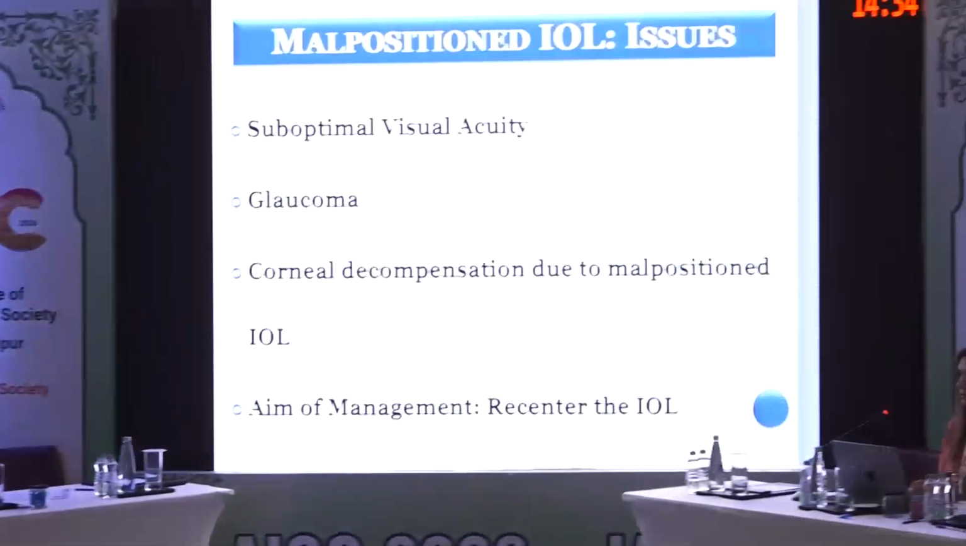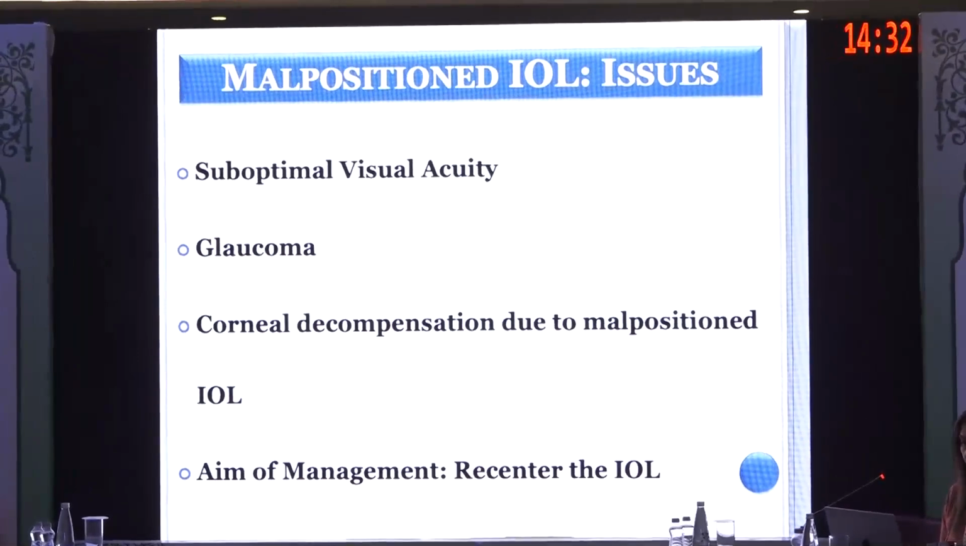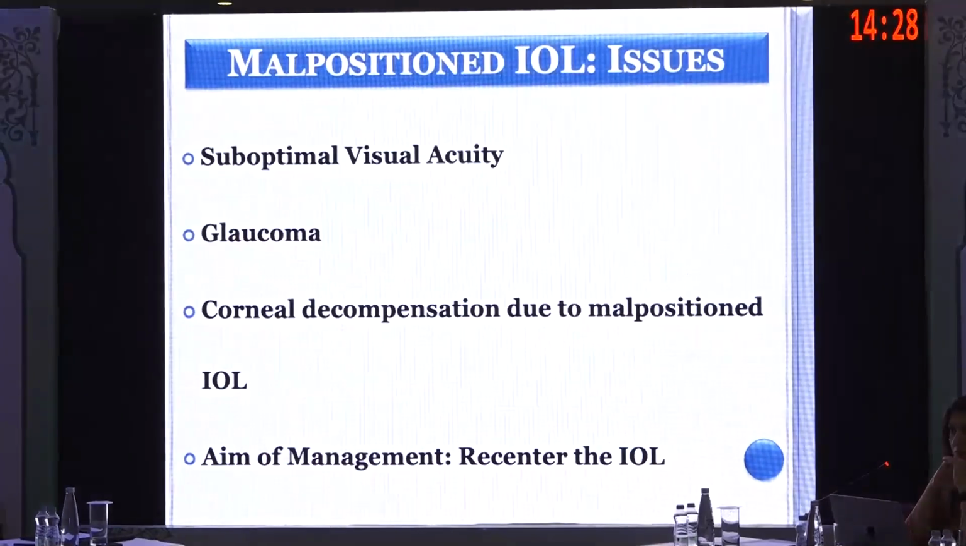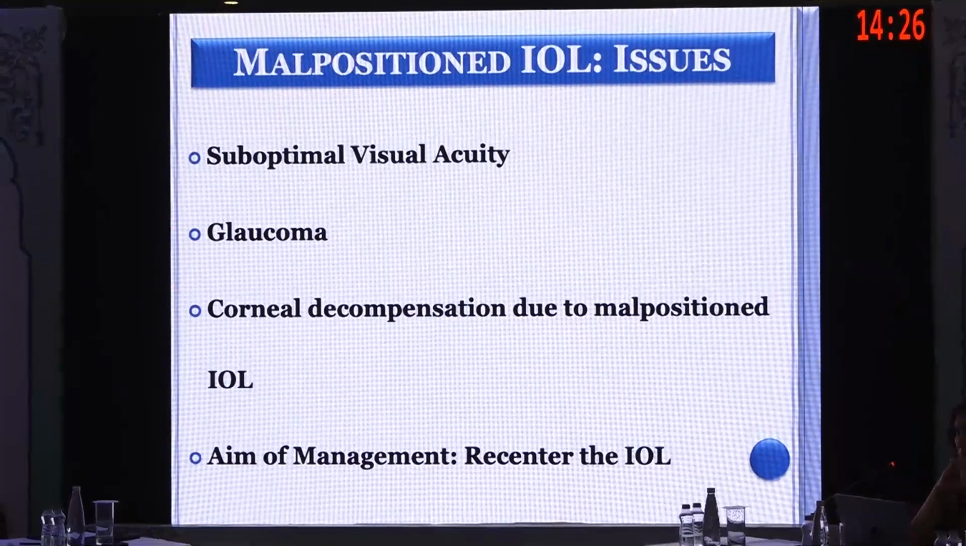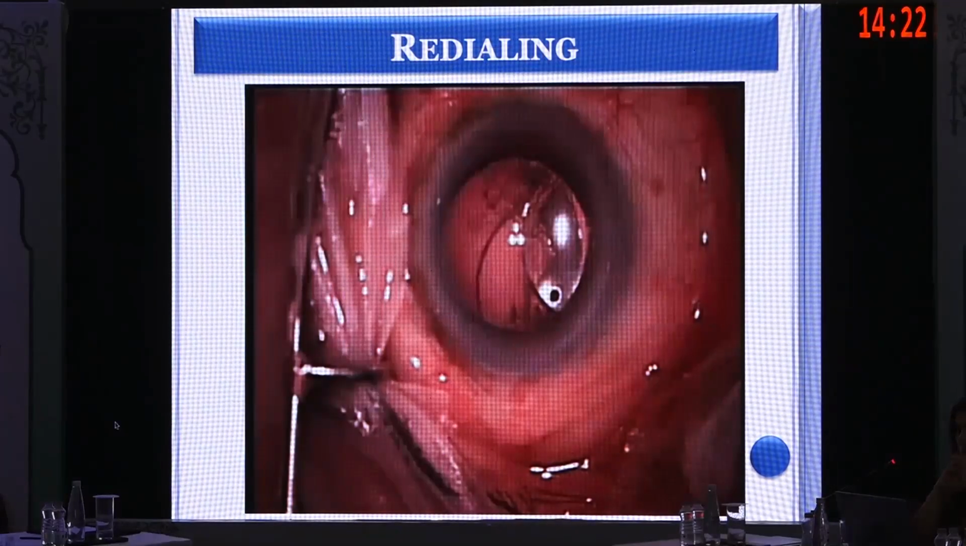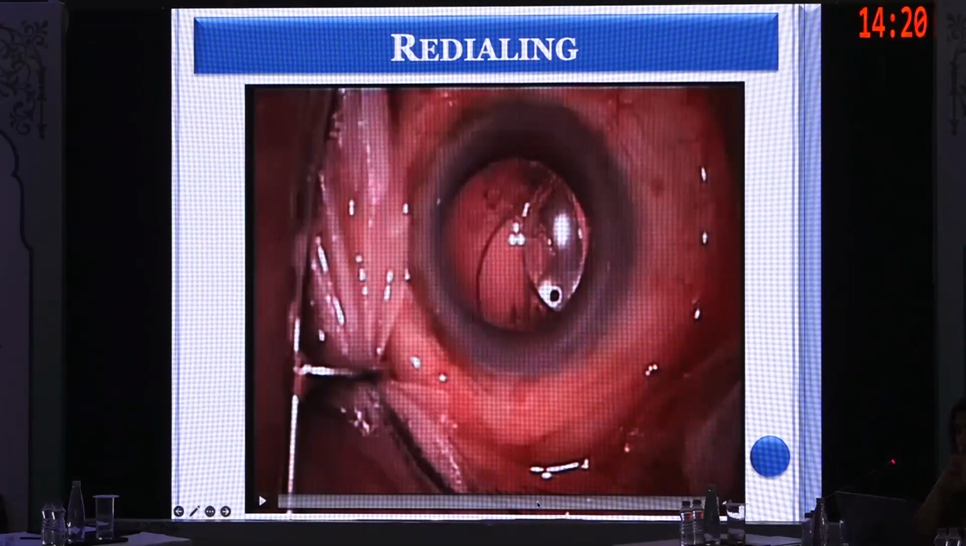Now, most of these cases are already operated once or twice, and they are complicated scenarios. So the basic idea is that with whatever minimal manipulation you can maintain the centration of the IOL, that is the best thing. And if that doesn't work, you can obviously go ahead with a more complicated procedure.